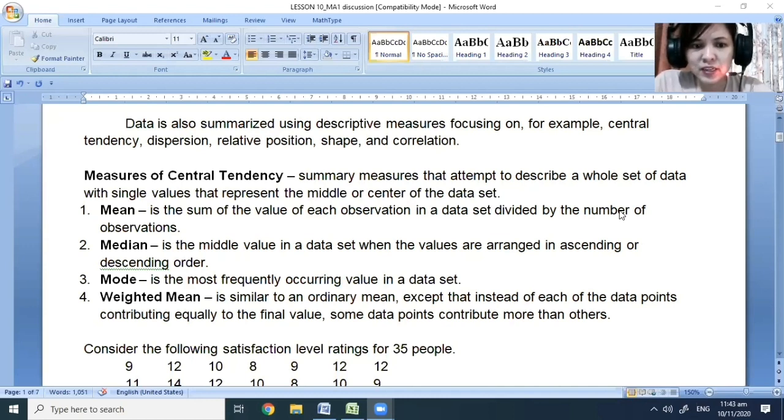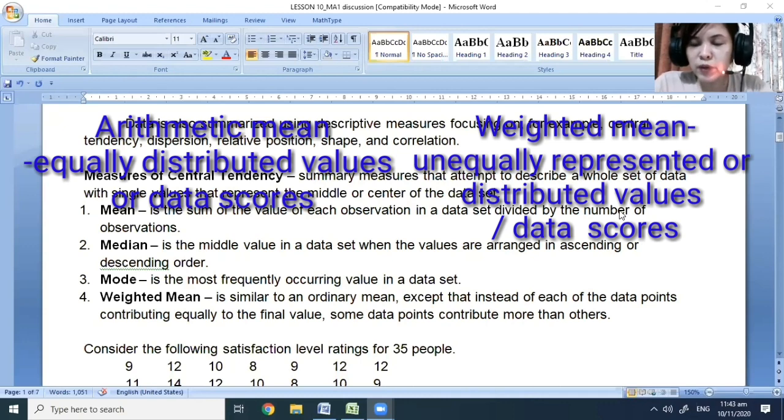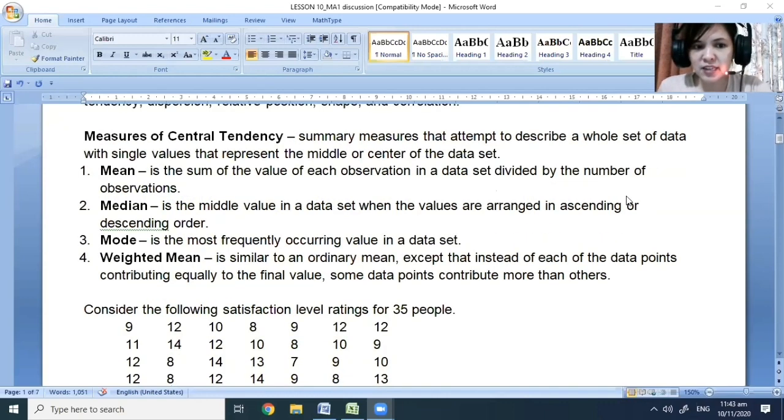Then, weighted mean, an additional measure related to central tendency, but it's not a measure of central tendency. It is similar to an ordinary mean, except that instead of each of the data points contributing equally to the final value, some data points contribute more than others. What's the difference between weighted mean and arithmetic mean? Number one, mean or average is also called arithmetic mean. Arithmetic mean, we're dealing with equally distributed values, while weighted mean, we're dealing with not equally distributed or represented values. So, pag mean, balance ang given scores mo. Pag weighted mean, not balance.